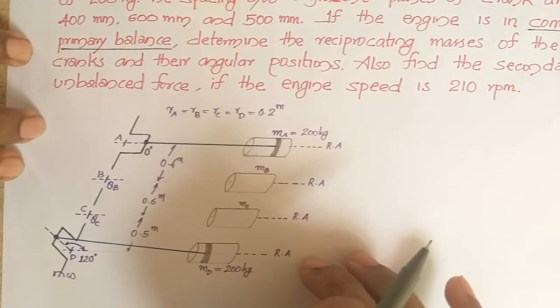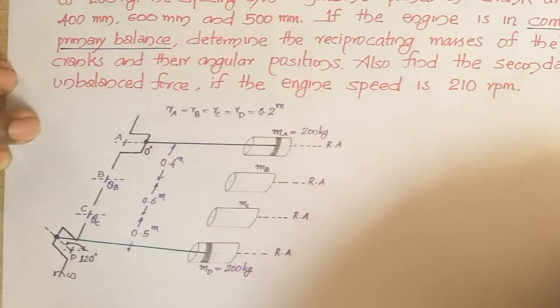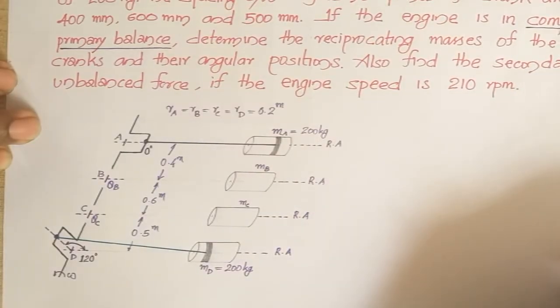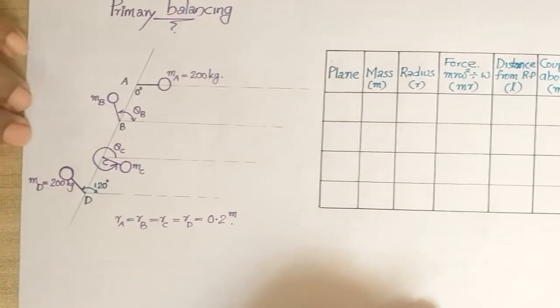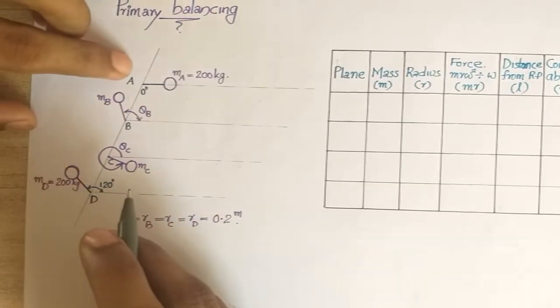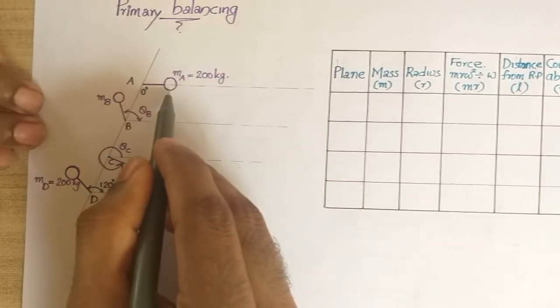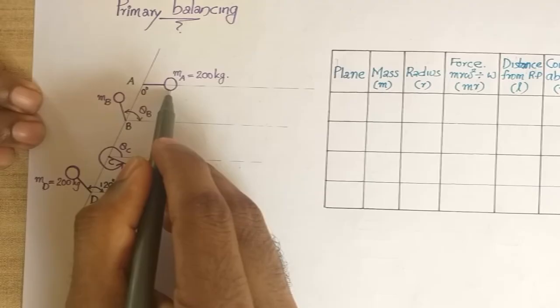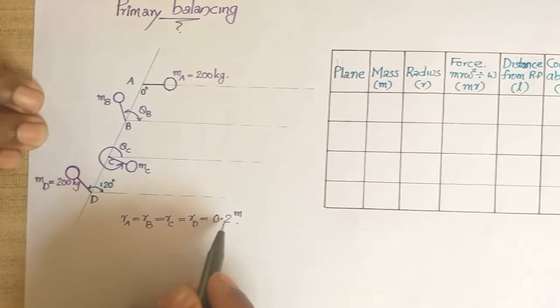Complete primary balance means primary force as well as primary couple is in balance. So you will first consider primary force and primary couples, and then you have to calculate the secondary unbalanced force. For considering the primary balancing, you will draw the configuration of the cranks. The planes A, B, C, D are given. The reciprocating mass MA is 200 kg at distance RA. All radii are 0.2 meter.